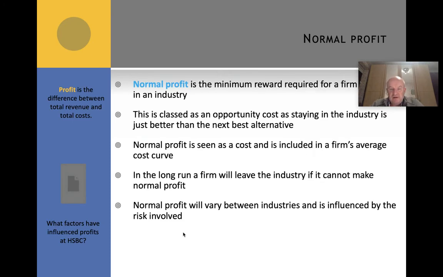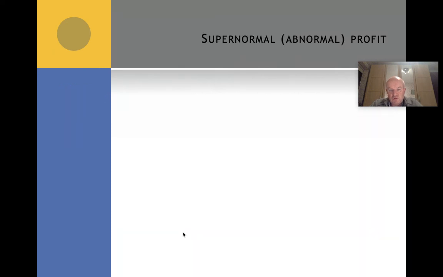Now, another term that you will hear bandied about in economics is something called supernormal or abnormal profits. We'll try and explain what those are in a moment. Supernormal, as you'd imagine, is any profit that's over and above normal profits. We've said that normal profit is essentially where our total revenue is covering our average total cost.